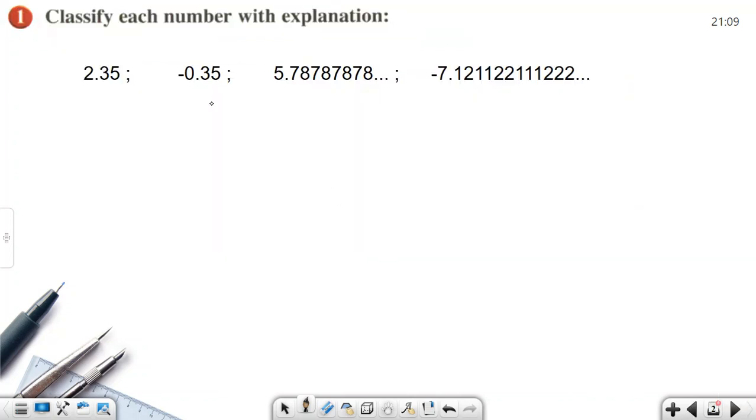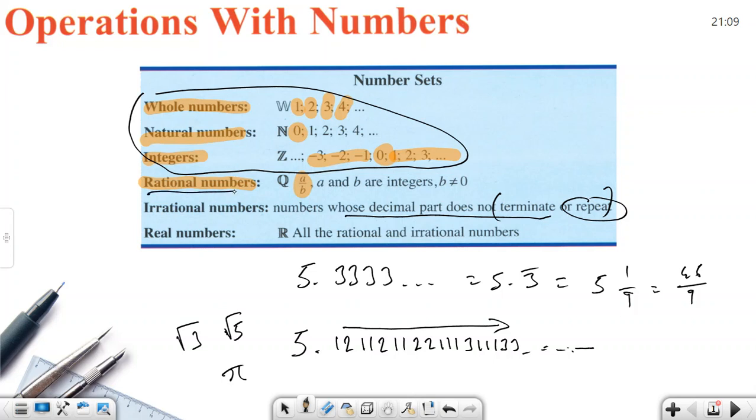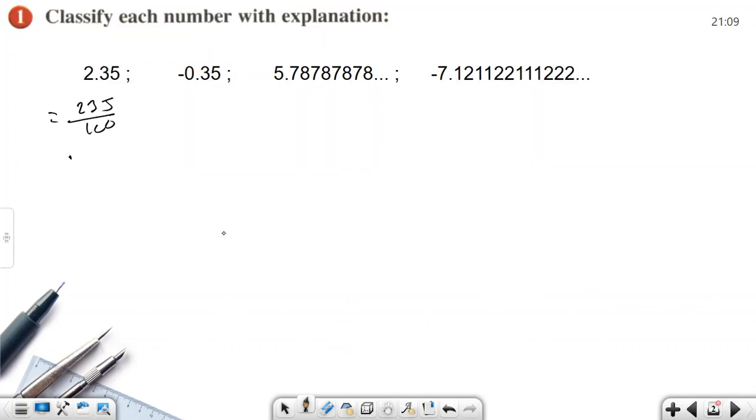Okay, let's come to a question. Classify each number with an explanation. 2.35. You can write that as 235 over 100. So what is it? It's a rational number. Why? We can write it as a fraction. So rational. Negative 0.35. You can write it as negative 35 over 100. So I can still write it as a fraction. Again, rational.